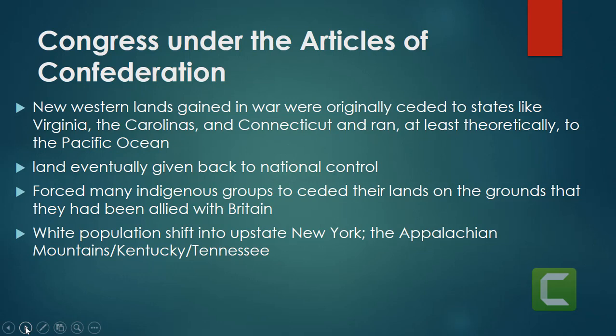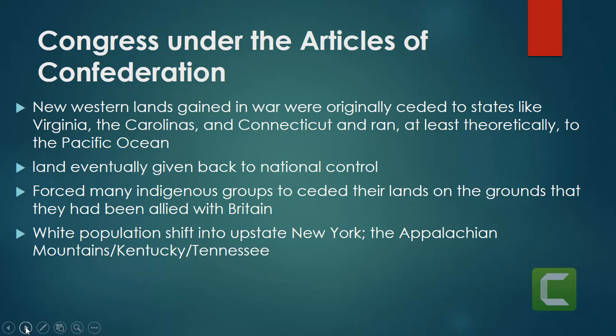And so one of the first items of business of the brand new American government was to basically establish control over it. Now, initially, that land was given to individual states. So Virginia, the Carolinas, Connecticut got these huge masses of Western land added to them. In fact, theoretically, the boundaries of these states were understood to extend all the way to the Pacific Ocean.